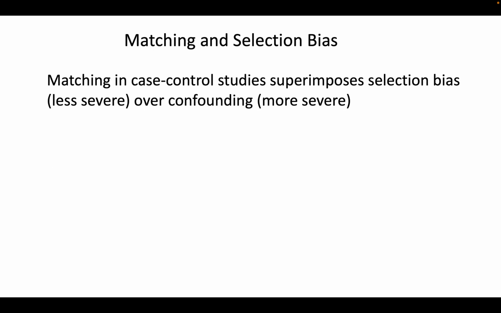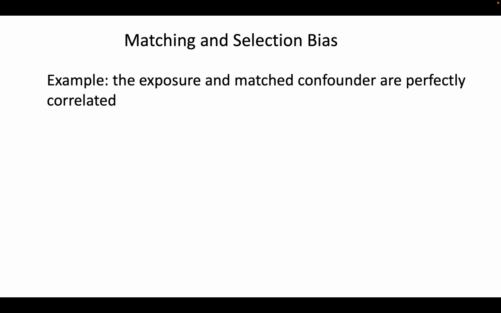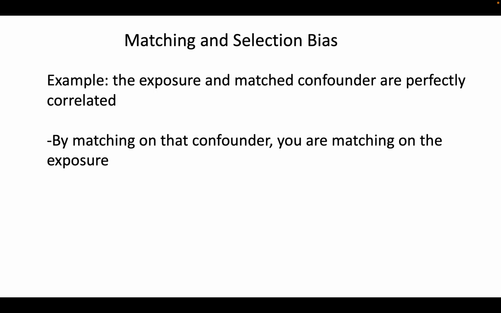So when you match on a factor that isn't a confounder, you're basically introducing selection bias, but it's not trading a confounding bias for a selection bias, it's just creating selection bias. So if the exposure is perfectly correlated to the matched variable, then you are matching on exposure, and the exposure distribution in your case and control group is identical, and you've eliminated any effect that exists in the real world.